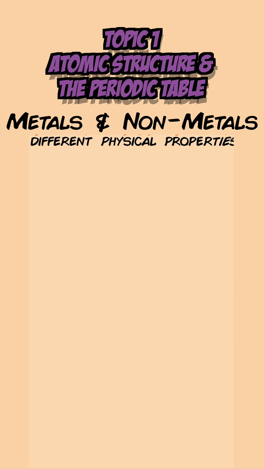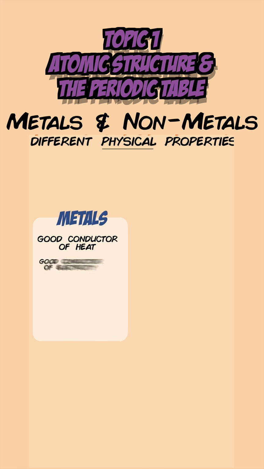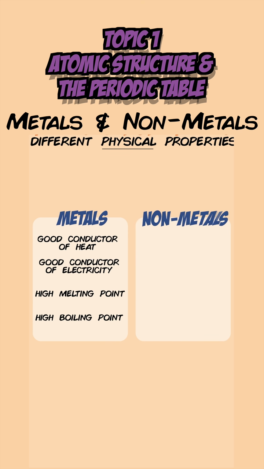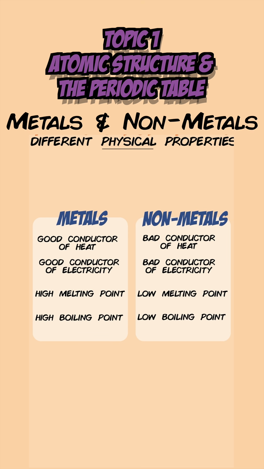Another difference between metals and non-metals is their physical properties. Metals are generally really good conductors of heat and electricity, and they have high melting and boiling points, whereas non-metals do not conduct electricity and heat very well and have low melting and boiling points.